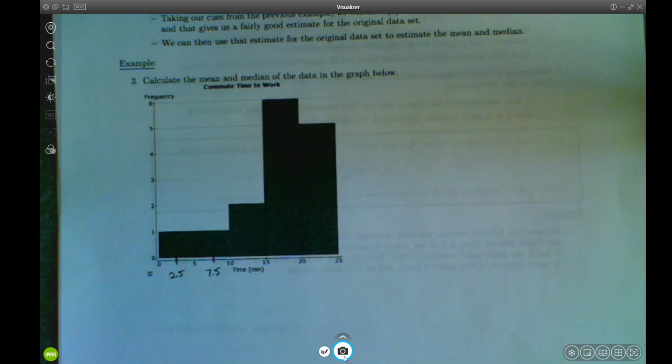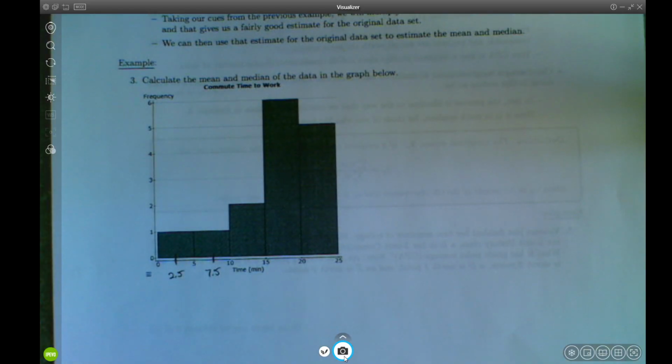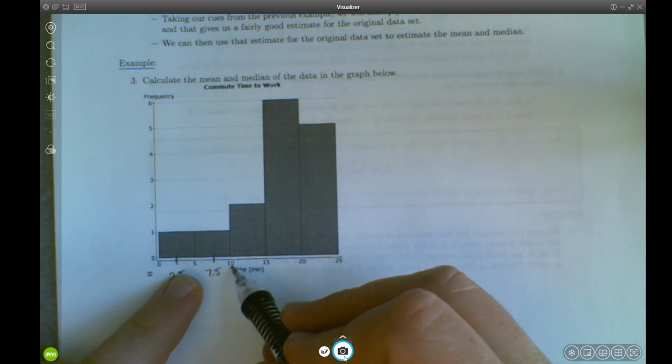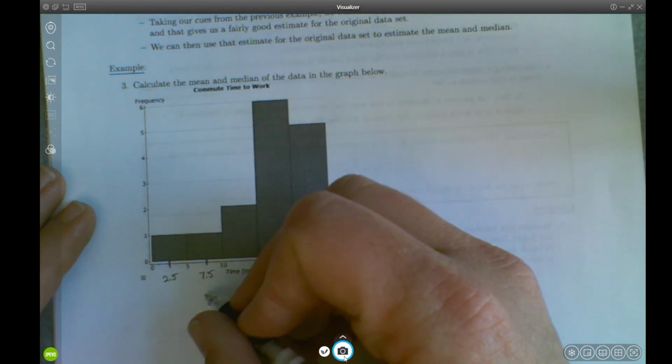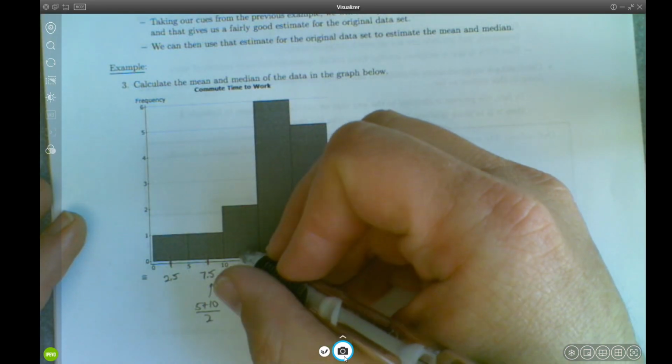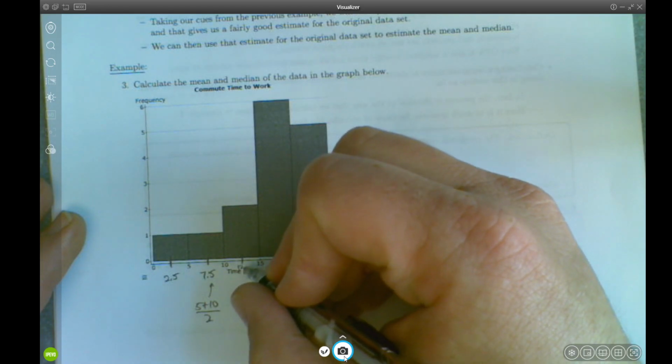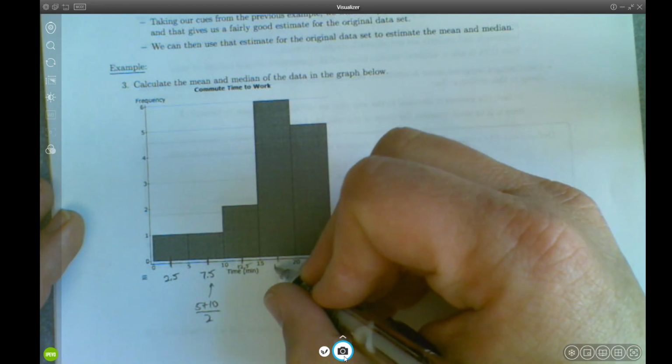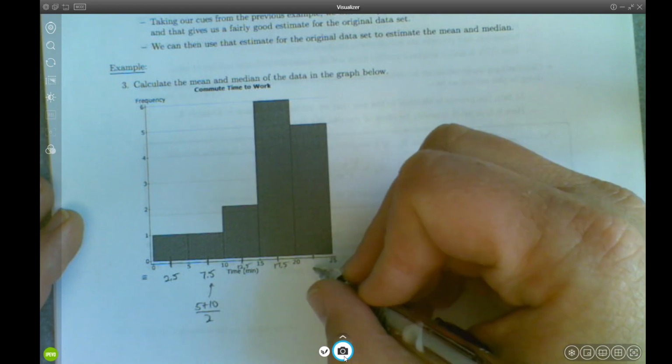And if you're not sure how I'm getting those numbers, well, you could just take the average, right? 5 plus 10, and then divide by 2. 5 plus 10 is 15, and 15 divided by 2 is 7.5. So I'm getting this by doing 5 plus 10 divided by 2. If you can do it in your head, that's fine as well. So I'm just doing these in my head. This one would be 12.5, this one would be 17.5, and this one would be 22.5.